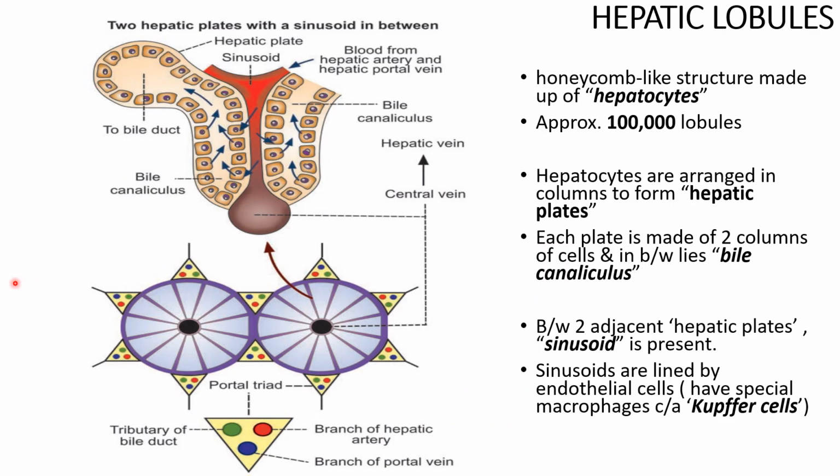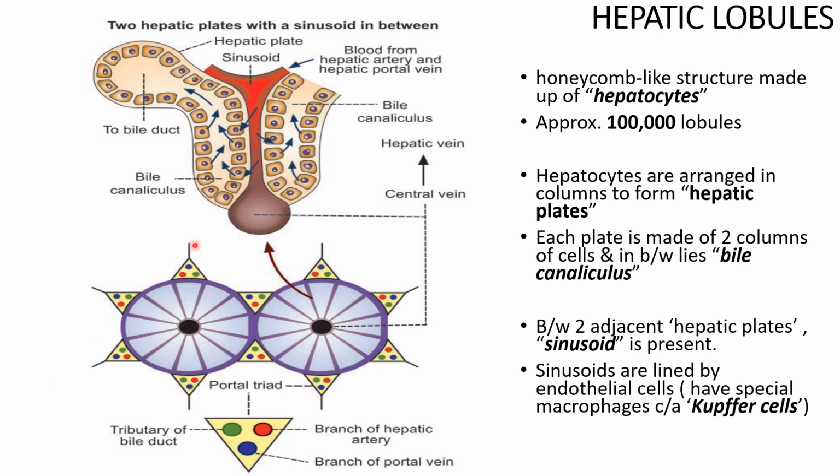Now, let us see the structural characteristics of liver. The liver is made up of about 1 lakh hexagonal areas that forms the hepatic lobules. Here on the left side you can see a detailed diagram showing the structural as well as histological characteristics of liver and hepatic lobules. Hepatic lobule is a honeycomb-like structure made up of hepatocytes.